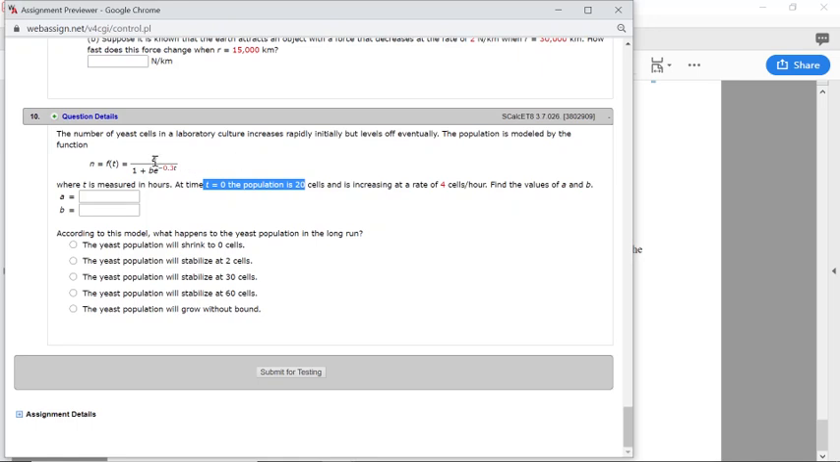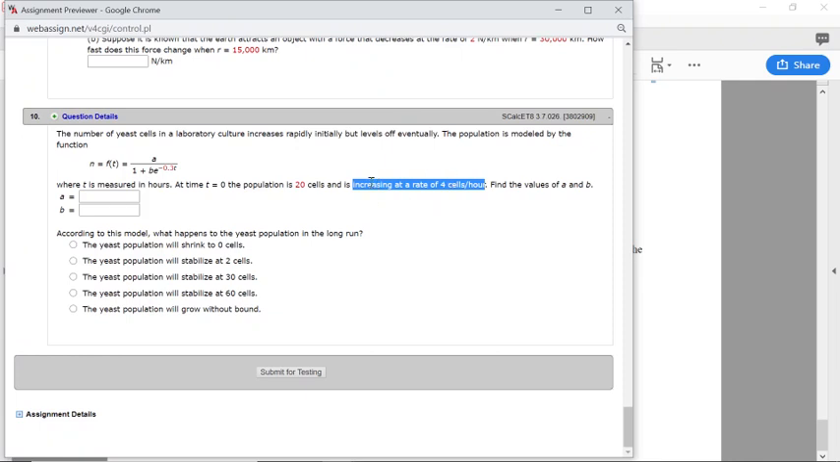A and B are still unknown, but we're going to have some equation where the input t is 0 and the output is 20. Simplify that equation. And then we're told also at t is equal to 0, the population is increasing at a rate of 4 cells per hour. That is, when t is equal to 0, the population increases 4 cells per hour.